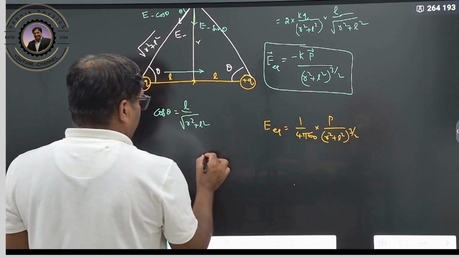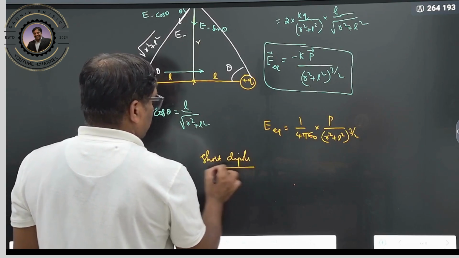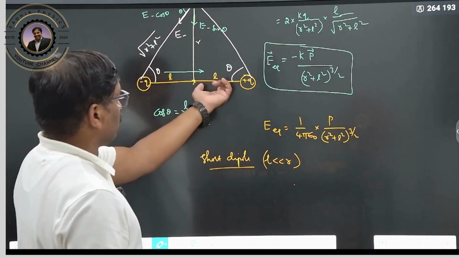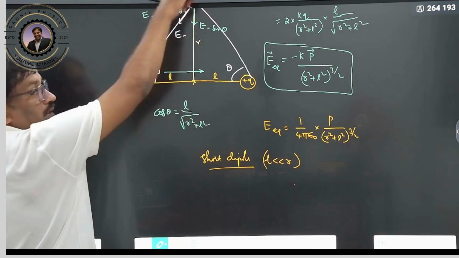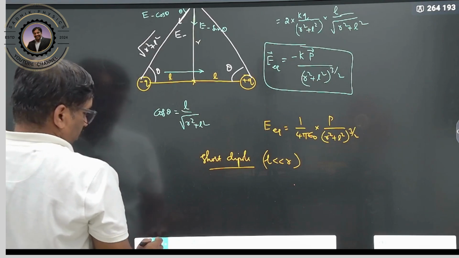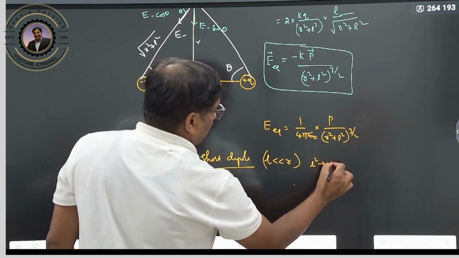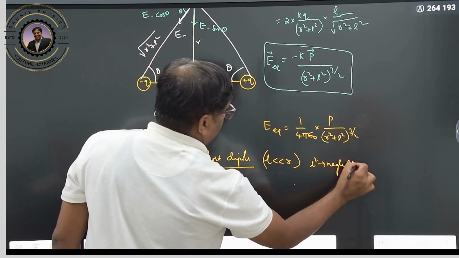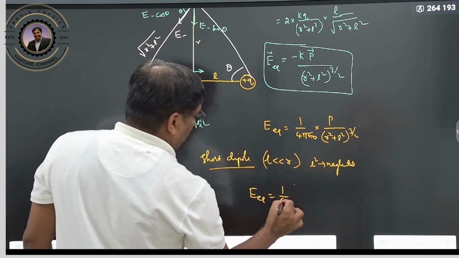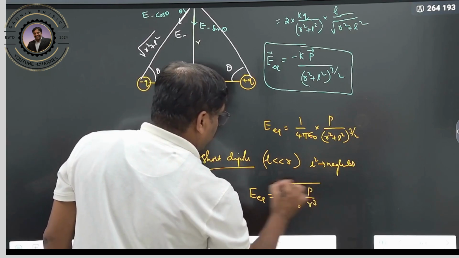So for a short dipole, what does it mean? Just now I already discussed, no? The distance between the two charges is less compared to the distance here now. So when it is less, what will happen? L square can be neglected. So what can you write now? E along the equatorial line is 1 by 4 pi epsilon naught into P by R cube.